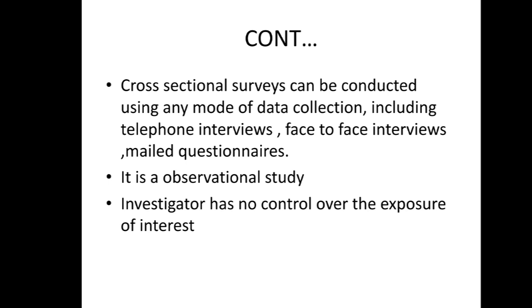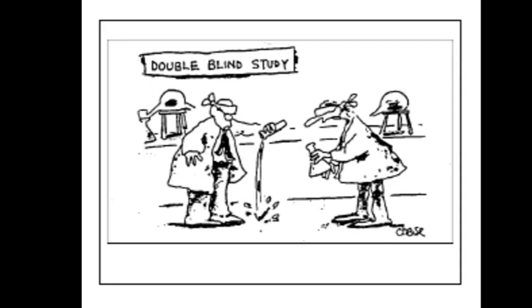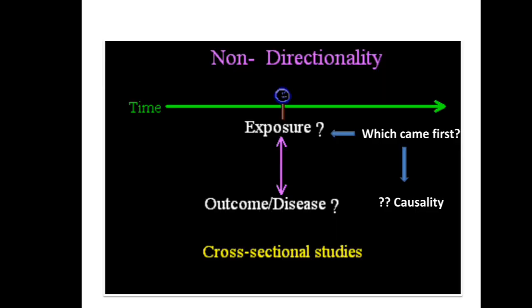Investigator has no control over the exposure of interest. It involves identifying a defined population at a particular point in time. We can measure a range of variables on an individual basis, for example past and current dietary intake, at the same time measuring an outcome of interest like obesity. So there is no known directionality.